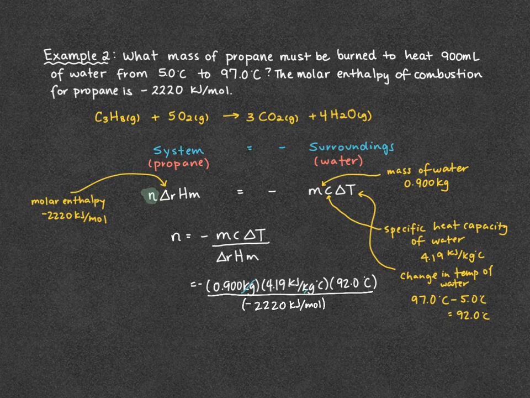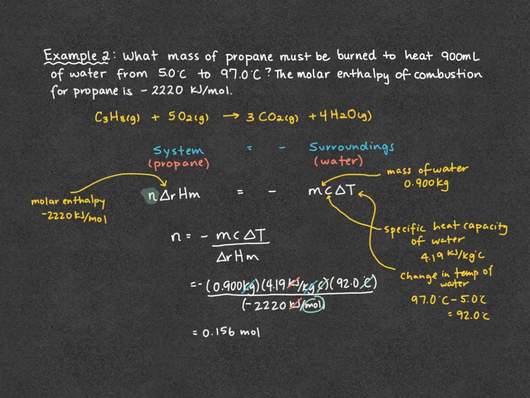If you're not sure if you've arranged anything right, you can check the units. So our kilograms will cancel, our kilojoules will cancel, and our degrees Celsius will cancel, leaving us just with moles. So our answer is 0.156 moles. So that's not the end of our question, because we're asked for mass.